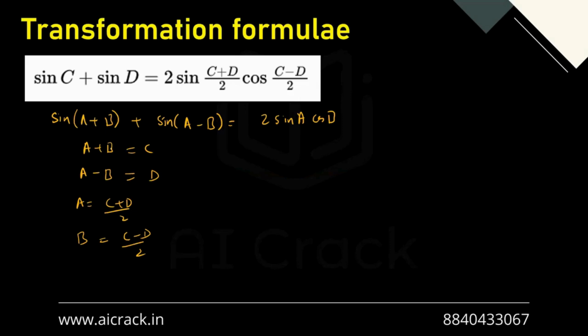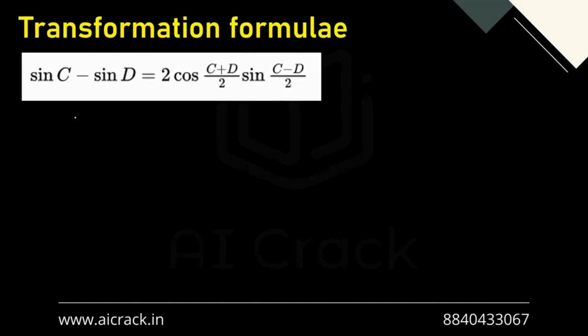Now if we replace this over here, we'll be getting sine of C plus sine of D equals 2 sine of C plus D by 2 dot cos of C minus D by 2, right? Very simple. It came from the basic original formula, right? Now let's look at this one. This one is exactly similar to the previous one.